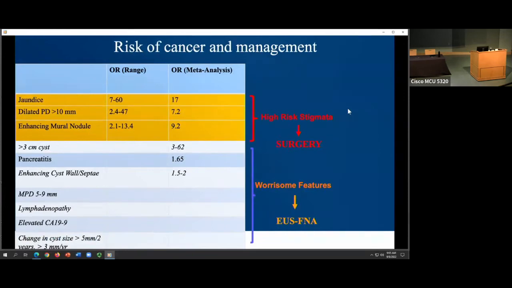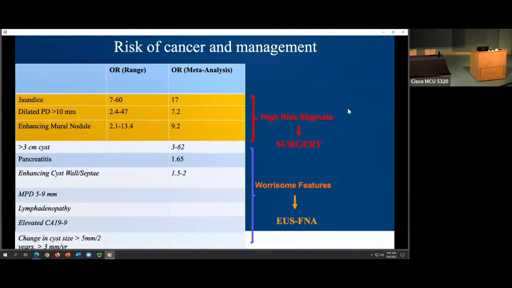then warrant following up with an EUS, such as the cyst size greater than 3 centimeters, presence of pancreatitis due to the cyst. And this is essential when you have a patient with pancreatitis and a cyst, to know whether the chicken came first or the egg, and if the cyst is due to the pancreatitis or the cyst is the cause of the pancreatitis. And it's always good to go back and look at the prior imaging to see if the cyst was present before the pancreatitis attack set in.